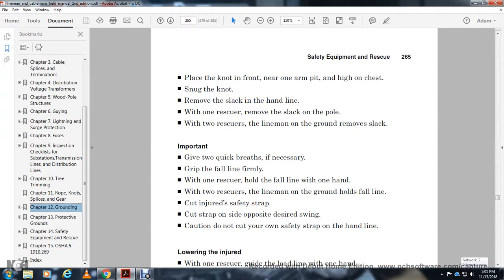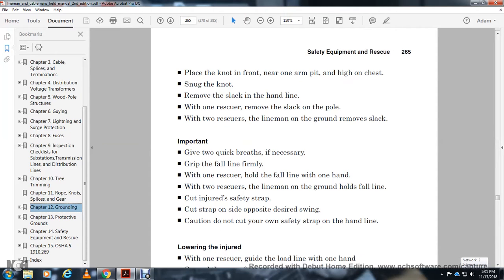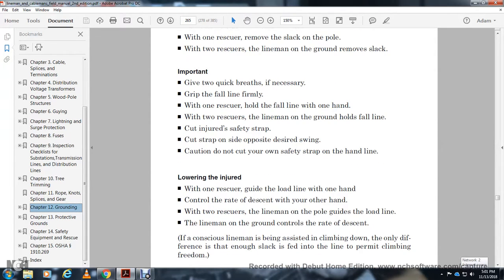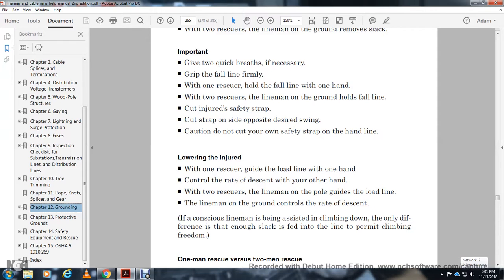line with one hand. With two rescuers, the lineman on the ground holds the fall line. The injured lineman's safety strap: cut the strap on the side opposite the desired swing, and do not cut your own safety strap or the hand line. Lowering the injured, with one rescuer, guide the load line with one hand and control the rate of descent with the other hand. With two rescuers, one guides the line on the pole and the line on the ground controls the rate of descent.